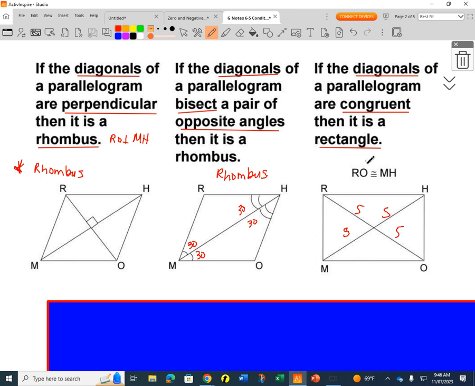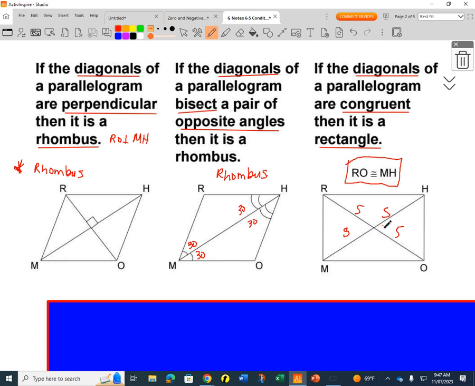They may give it to us in instructions as given information. They may write it like that: RO is congruent to MH. There's a couple different ways they can indicate that the diagonals are congruent, and you have to be looking for different ways, not just one way.